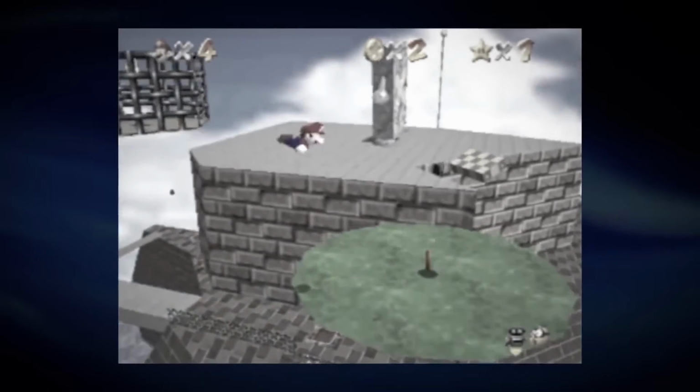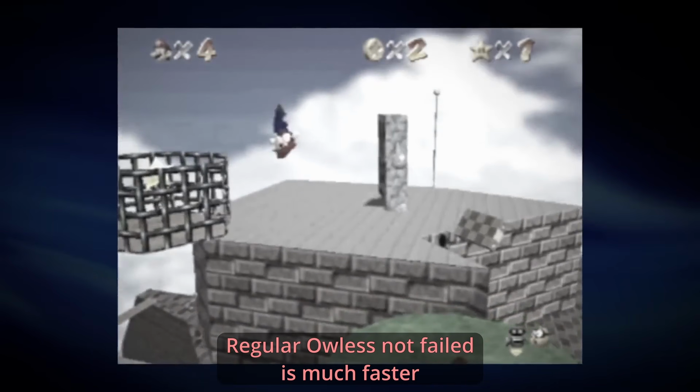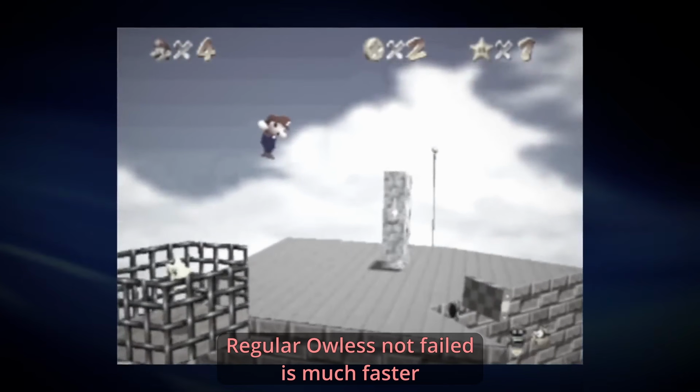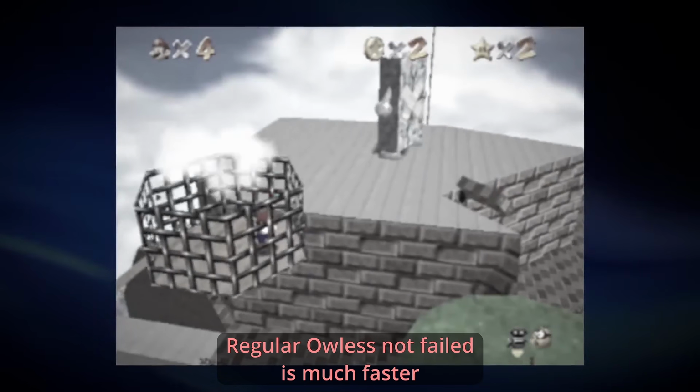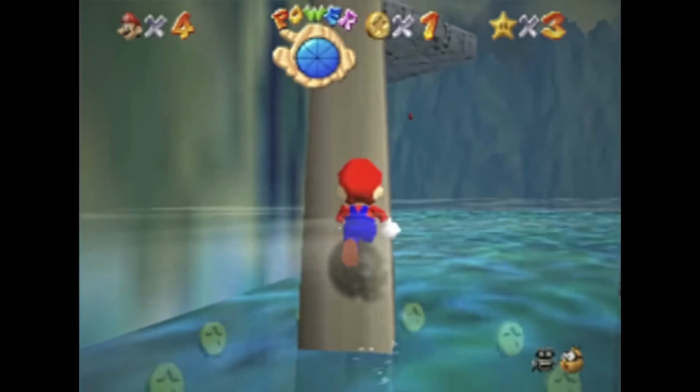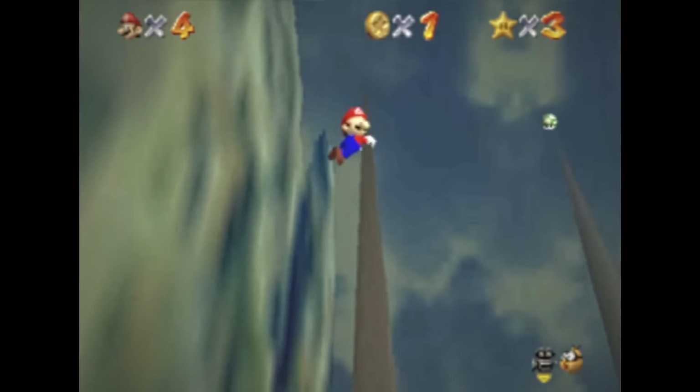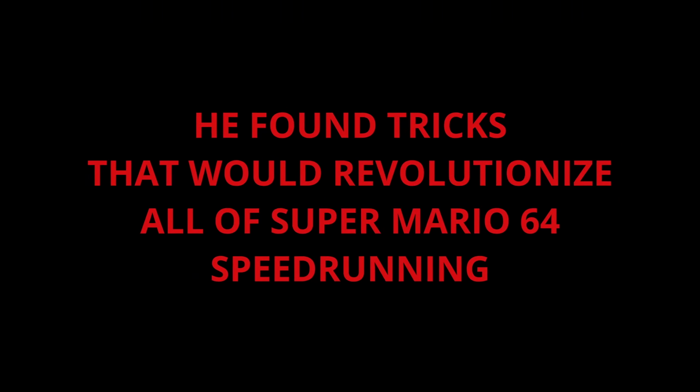Besides, most of these were more like little curiosities, or at best some extremely risky ways to save just fractions of a second that were not worth using anyway, even if they would work. It's not like he suddenly found tricks that would revolutionize all of Super Mario 64 speedrunning.